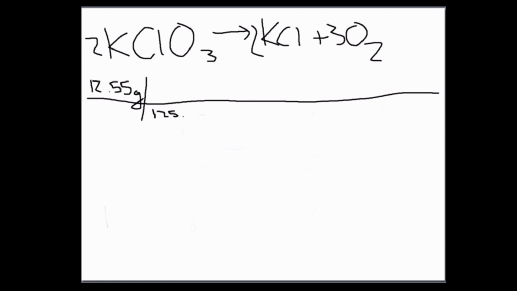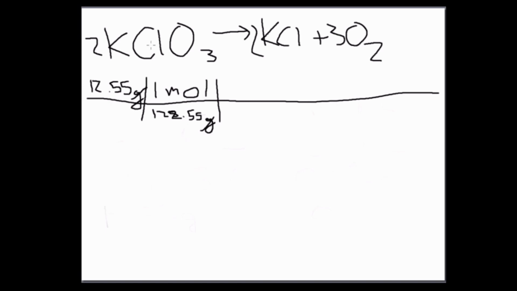122.55 grams per mole. This is a way that my chemistry teacher taught me to do dimensional analysis, because it's a lot easier to cancel out. So the grams of KClO3 cancel with the grams of KClO3, and then you have 1 mole of KClO3.